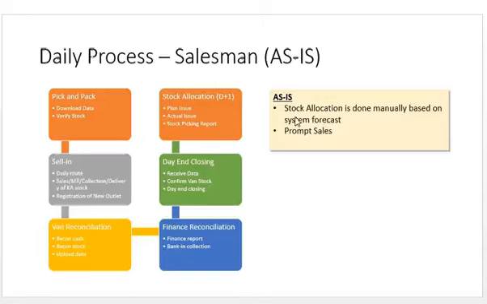Okay, so I've got 2 points here. For as-is, first of all, stock allocation is done manually based on the system forecast. That is basically this activity here, and is based on prom sales. So notice that I don't have any pre-sales or telesales mentioned here. So now let's talk about the 2B model.